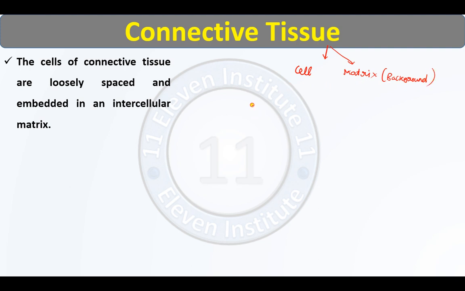For example, if we talk about blood, then blood is having matrix plasma, and inside the plasma there are different cells suspended: RBC, WBC, platelets. These are the different types of cells. Those are embedded or suspended in this matrix, which is the background. I hope this is clear to you.